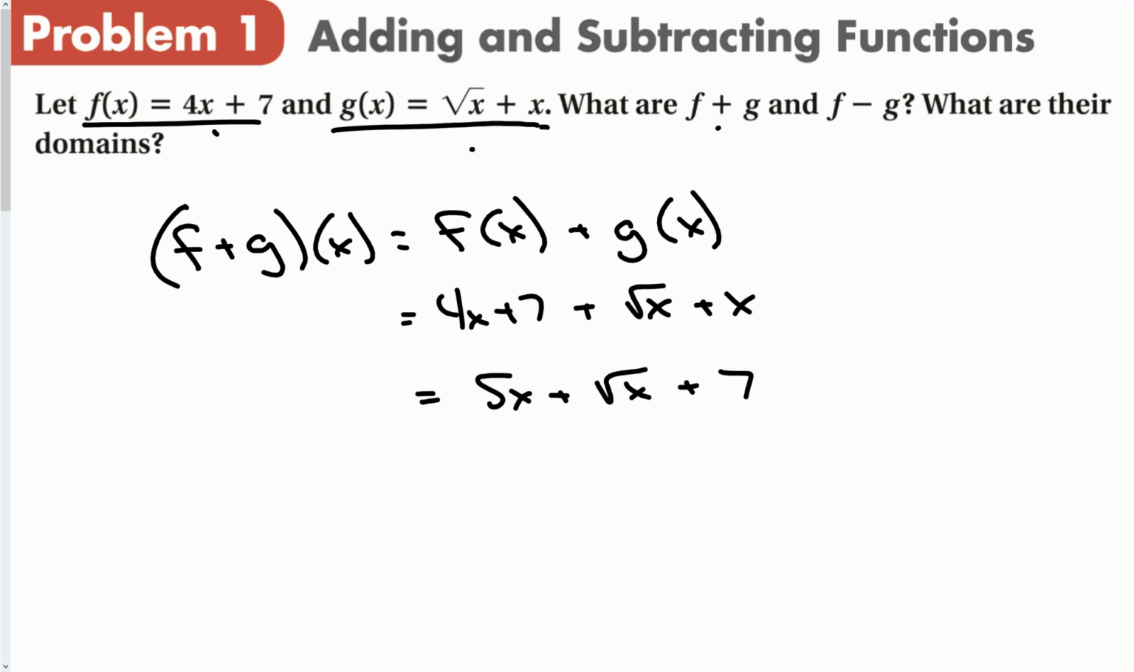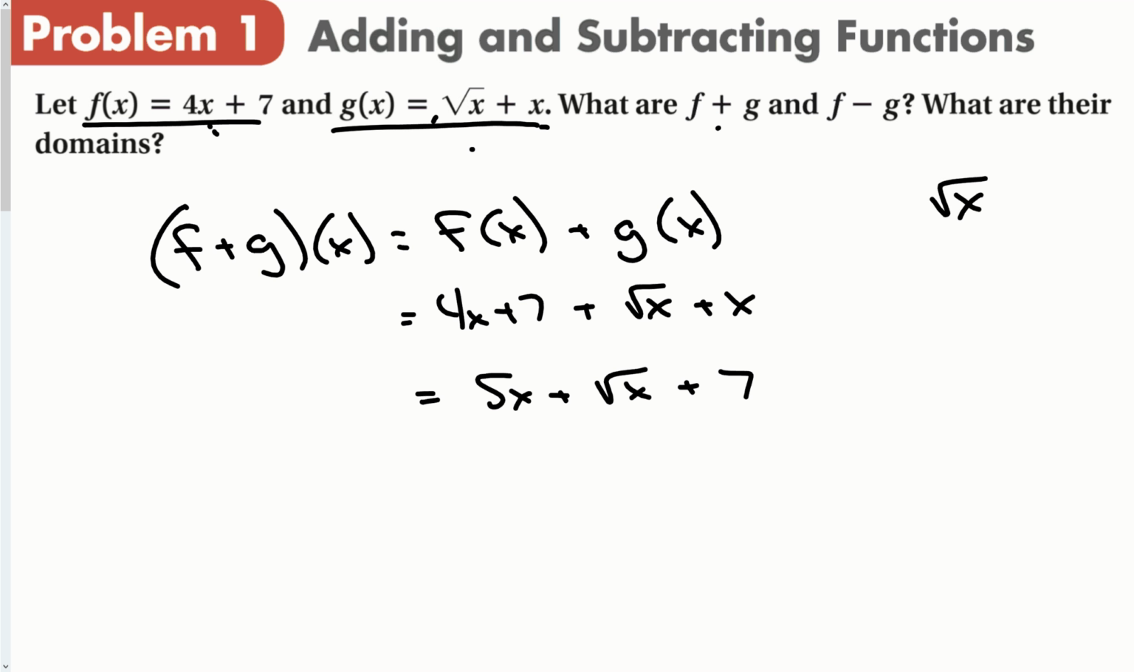So if we think about what limits a function's domain, there's a couple things. That is a limit to the domain. You cannot have 0 underneath a fraction. We do not have any fractions in either one of these, so I don't have to worry about that. Okay, get rid of that.